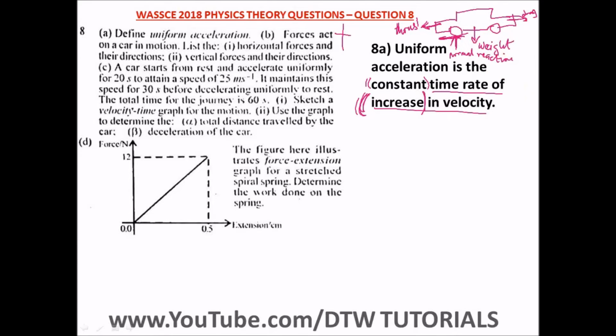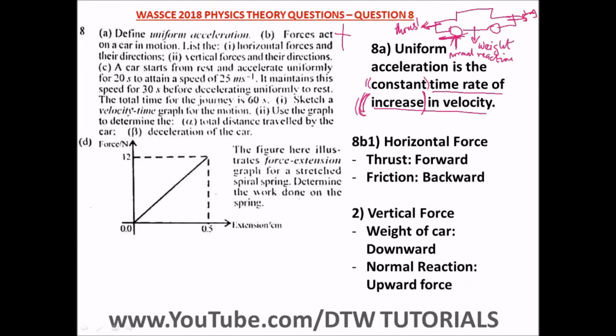So these are the forces. For the horizontal force, your thrust is forward. Since the question says list the forces that act on a car in motion, a car that is moving, it says list the horizontal forces and their direction. So the horizontal thrust, what's the direction? Forward. Then the other horizontal one is drag, which I said is also friction, and the direction is backward.